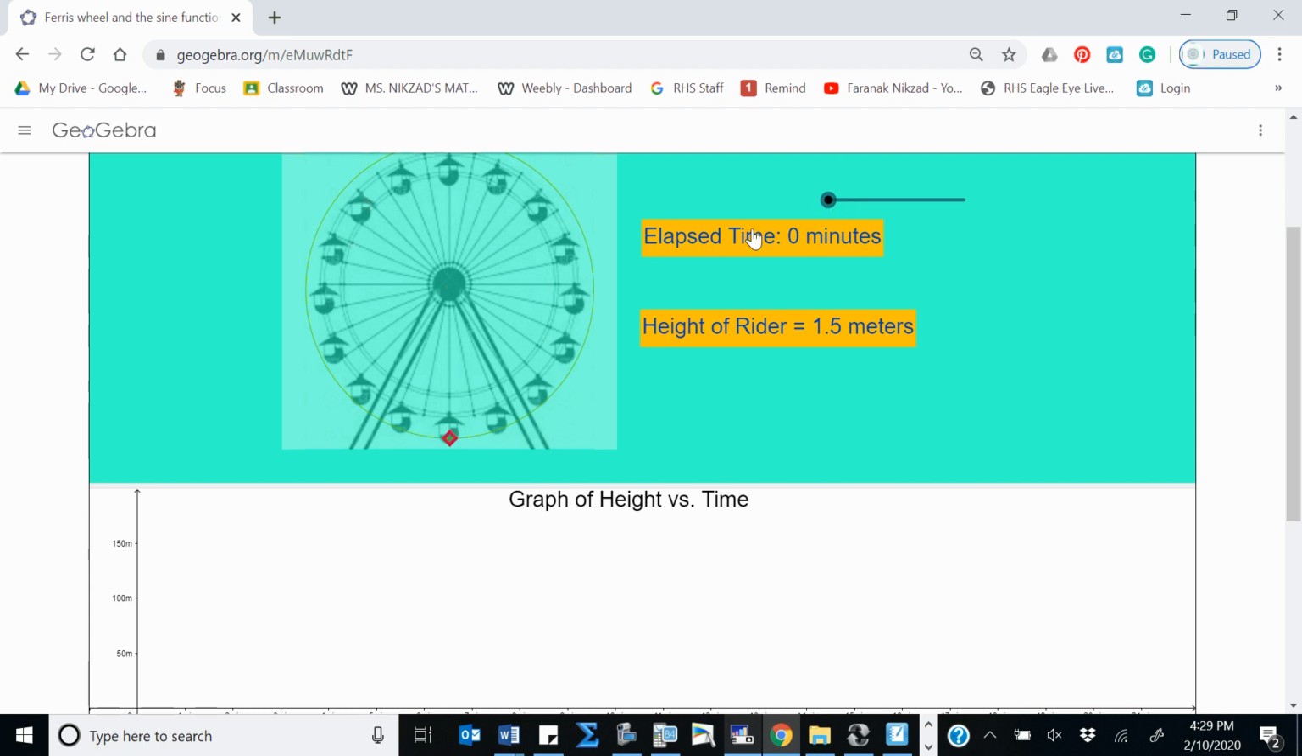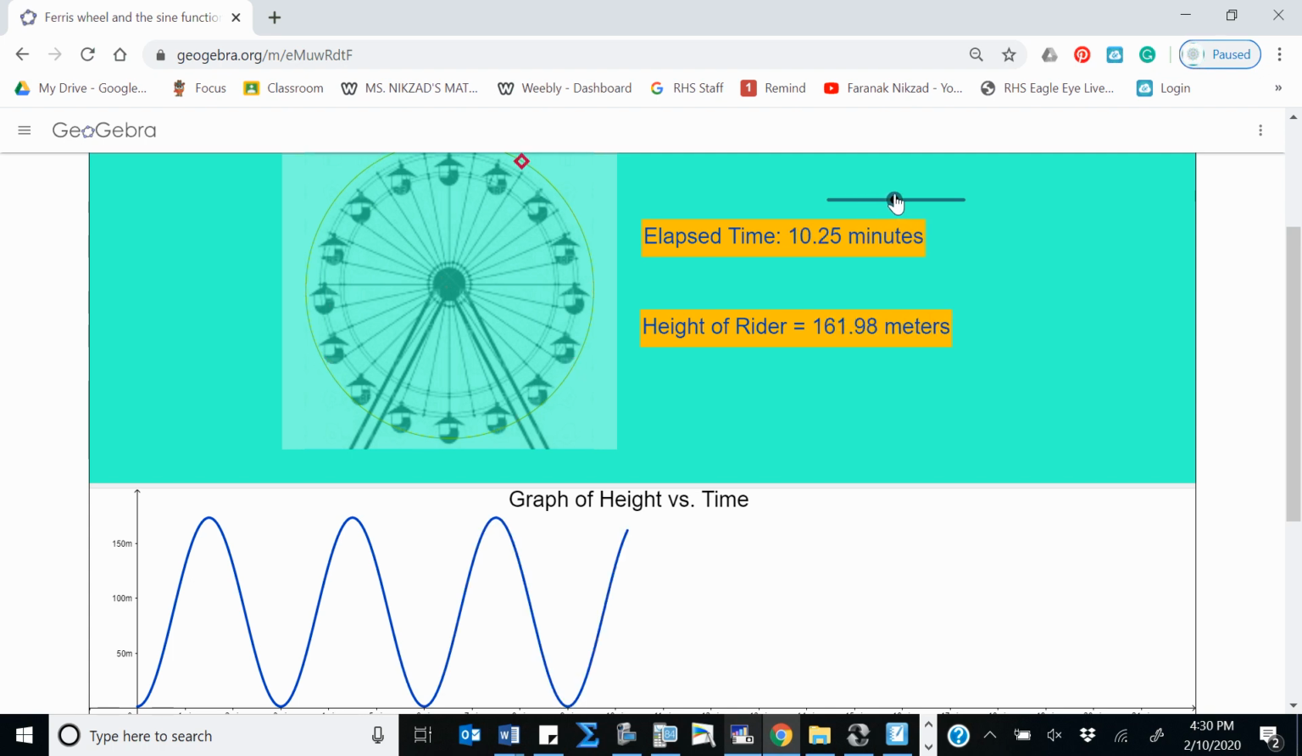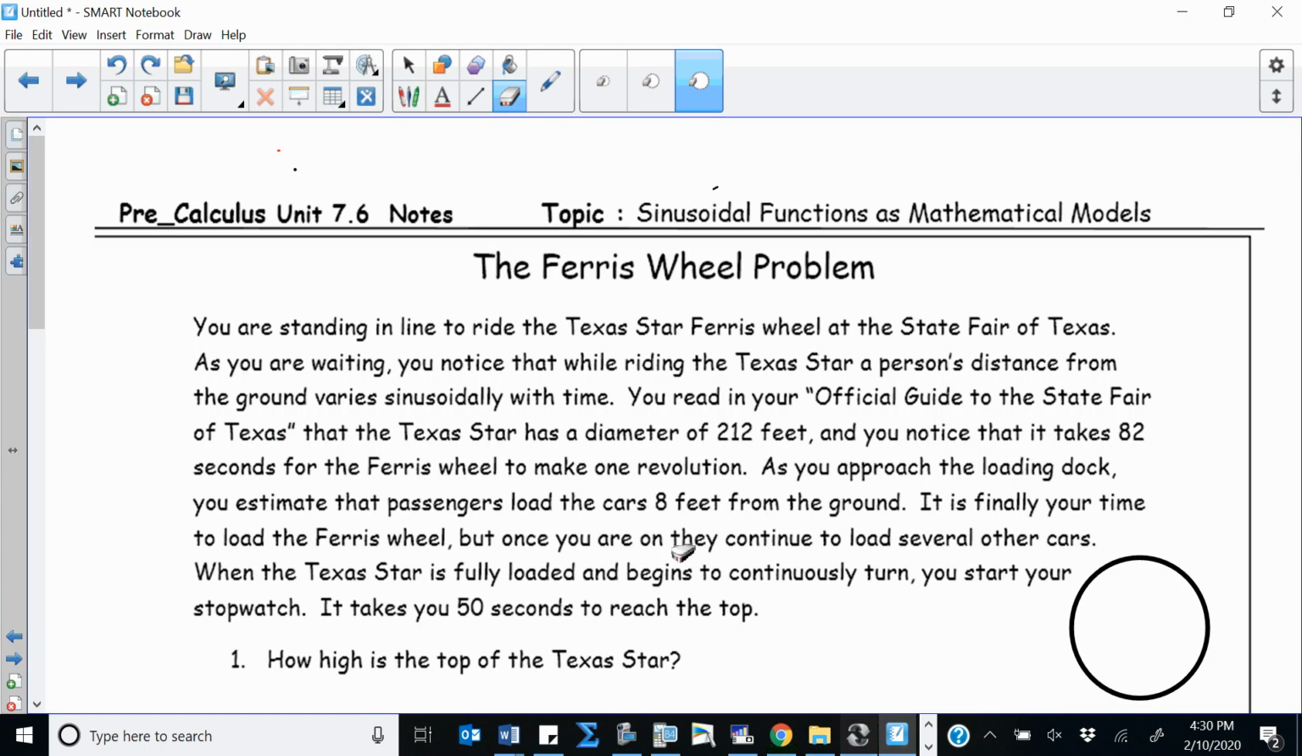As I'm moving this cursor, the time is going to increase, and your height is going to be shown here. And the graph of your function will be graphed here. As you see, as I'm moving forward, the height is changing, and also the graph is shown here. Because I'm going up and down and up and down, the graph looks like a sinusoidal function. That's why we say the height on a Ferris wheel follows a sinusoidal function. So let's go to the problem.